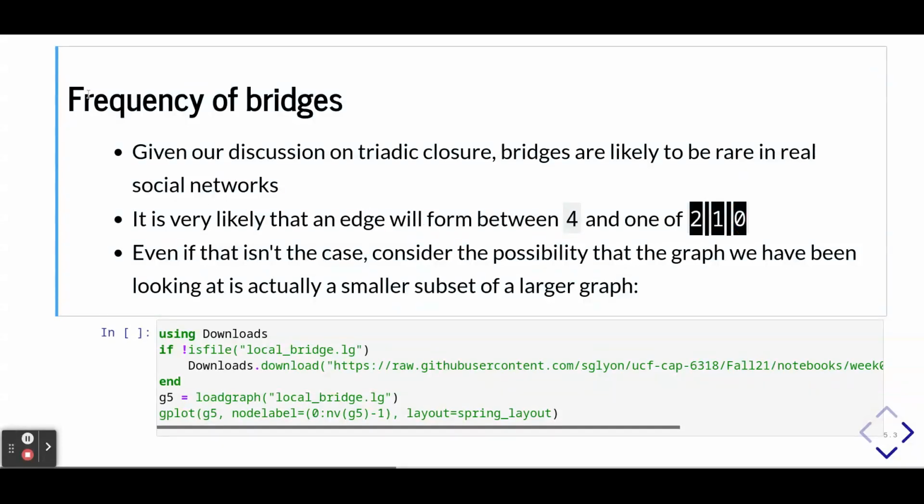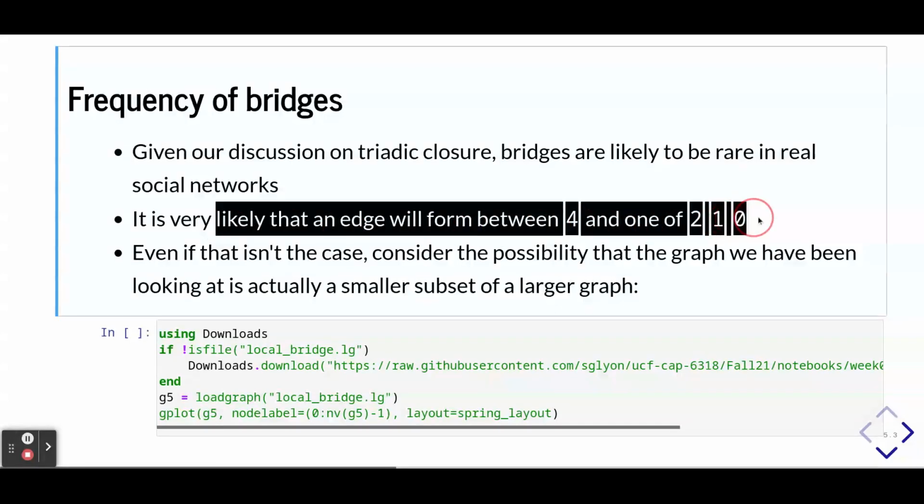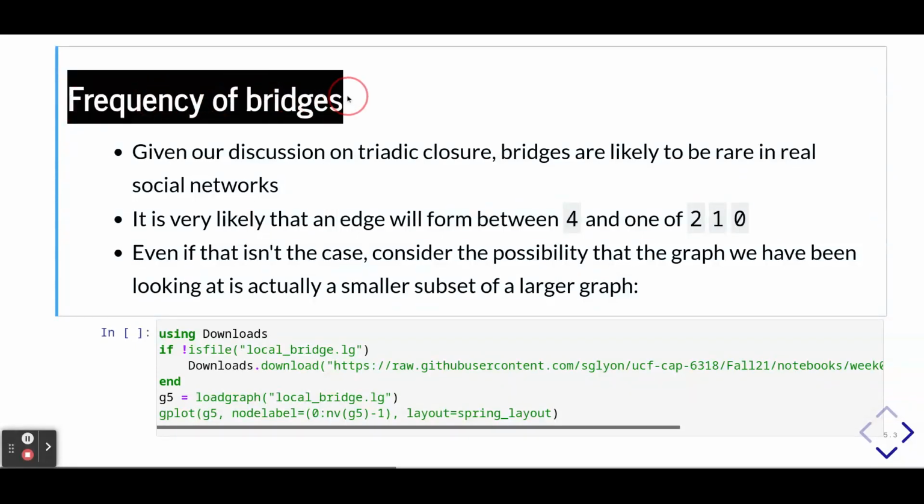So that's an argument that would tell us that it's probably unlikely that we observe a bridge in some real world data set. If triadic closure is a common phenomenon in real world data, and triadic closure would basically eliminate the existence of bridges because it would close off some triangles, then it's not likely that we'll find bridges somewhere out in the wild.